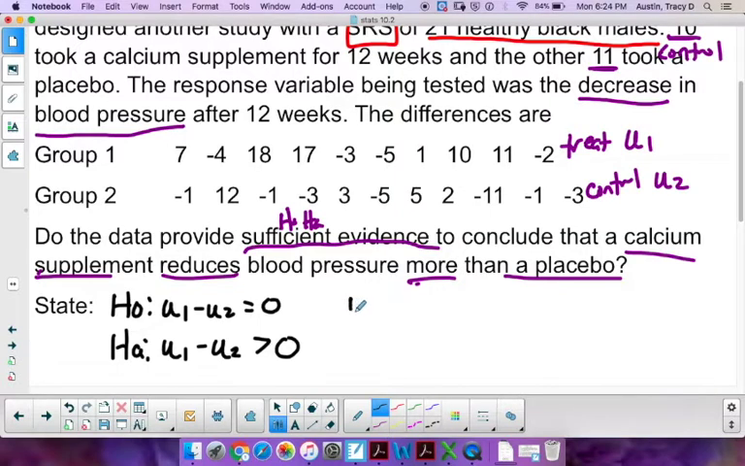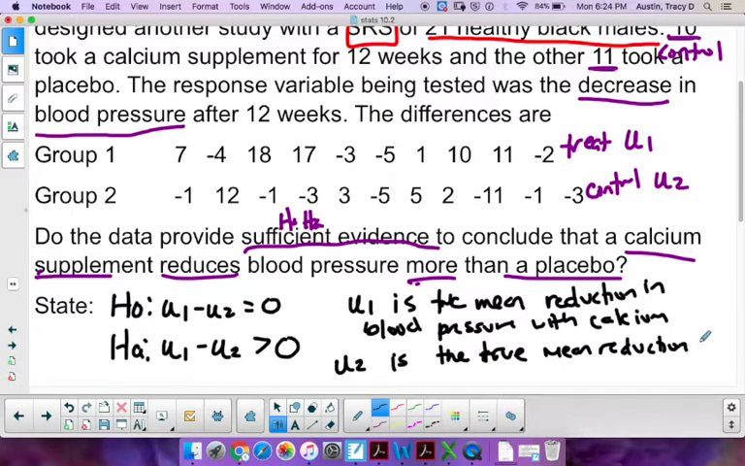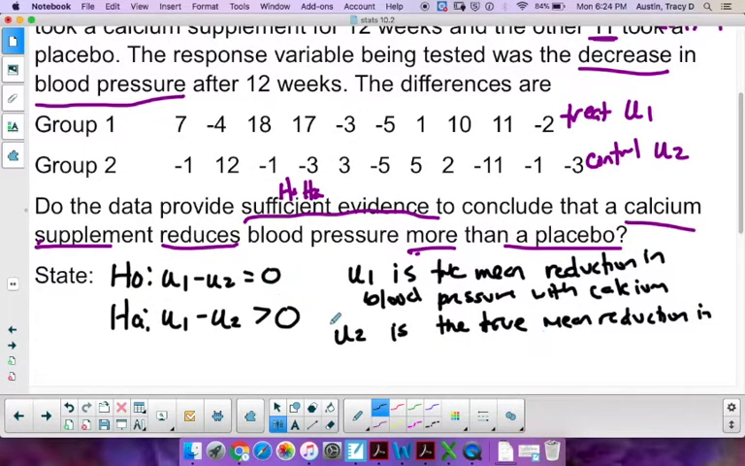All right, so let's define our variables. mu1 is the true mean reduction in blood pressure, right? Because that's what they're actually testing, with calcium. Okay, and mu2 is the true, I forgot the word the on the first one, is the true mean reduction in blood pressure with placebo. Okay.